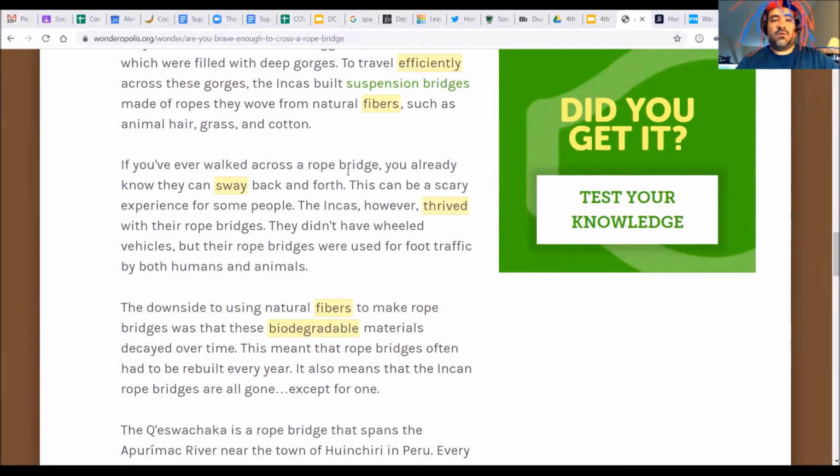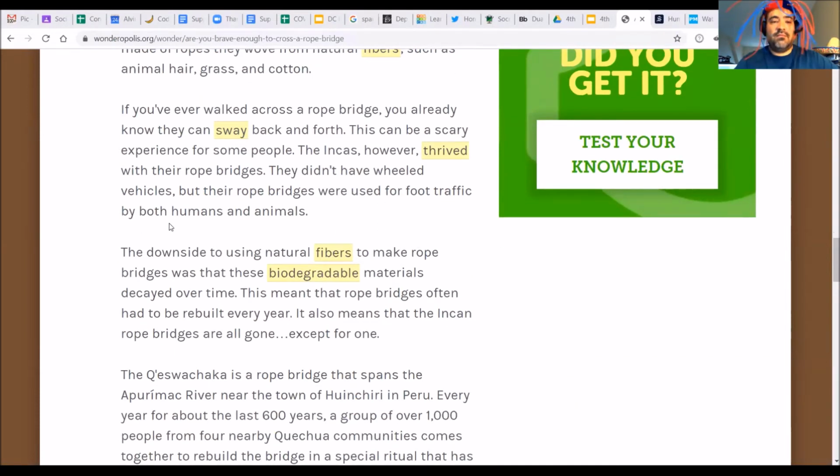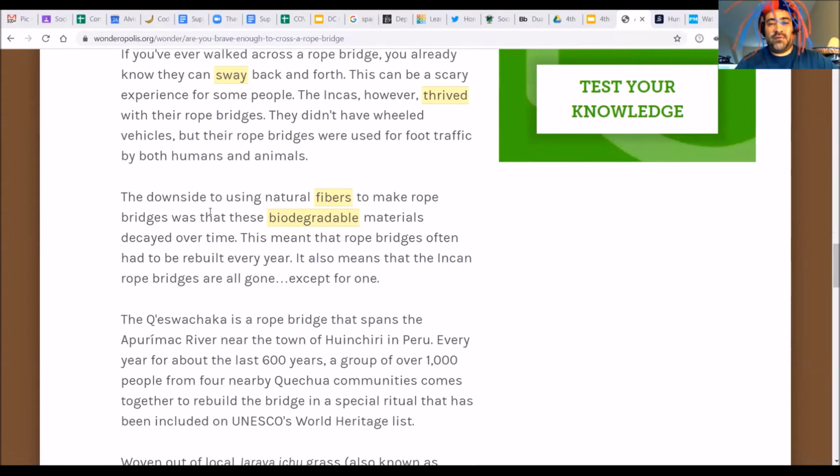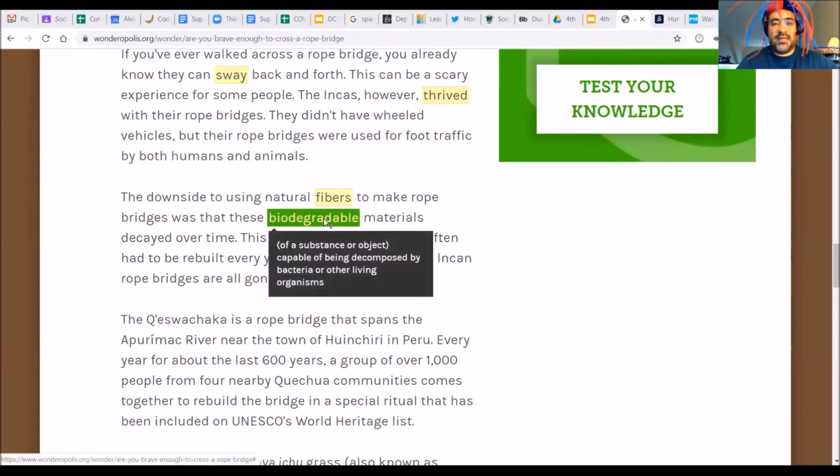If you have walked across a rope bridge, you already know they can sway or move slowly back and forth. This can be a scary experience for some people. Again, that goes back to that multiple perspective. To some people, they were not scared, but for some, this could be a scary experience. The Incas, however, thrived with their rope bridges, so that's their perspective. They didn't have wheeled vehicles, but their rope bridges were used for foot traffic by both animals and humans.